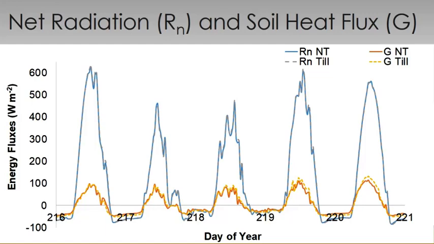Beginning with net radiation, we see that it ranged for the period between 475 and 630 watts per meter squared. These small indentations in the curves are our identified cloud cover affecting the radiation. And we see that between till and no-till there was essentially no difference between the two curves, between peaks or morning or nighttime values. And this lasted for the entire period.